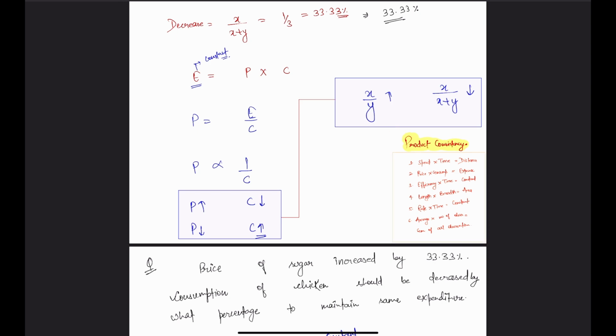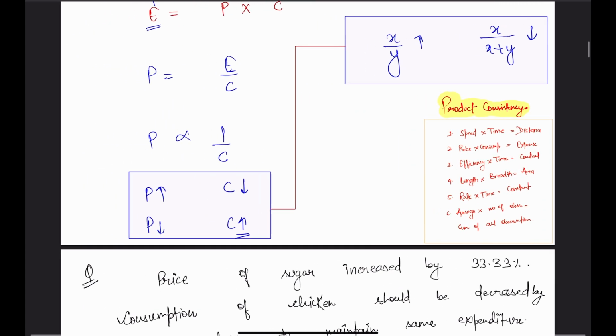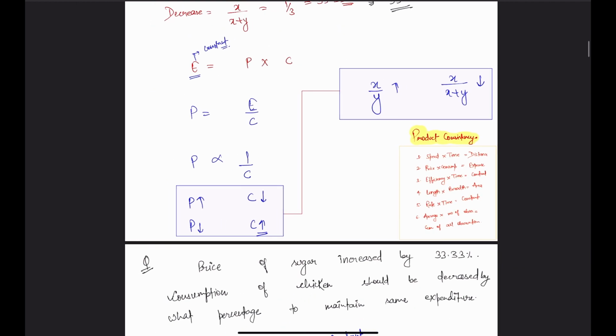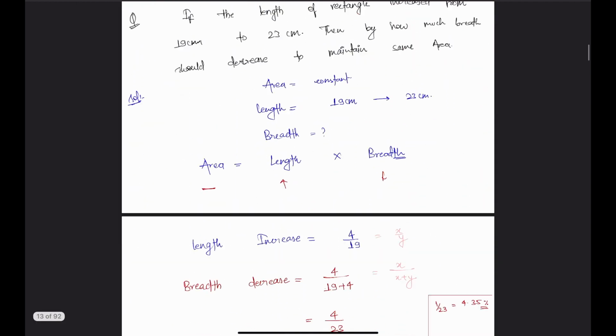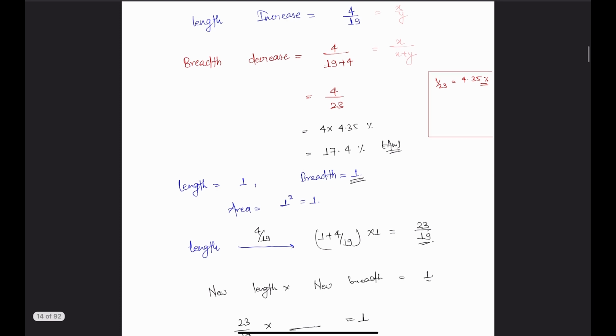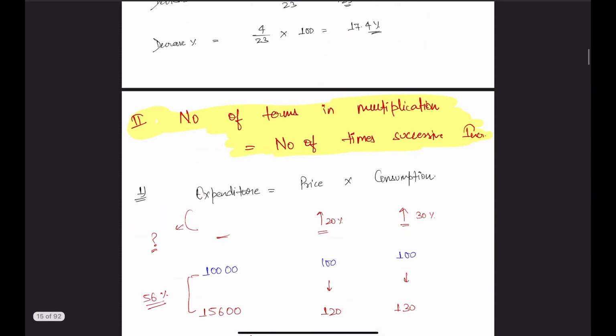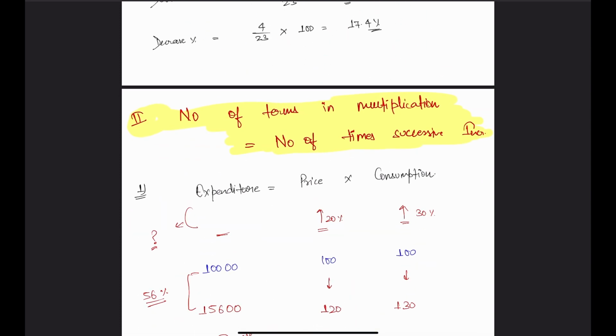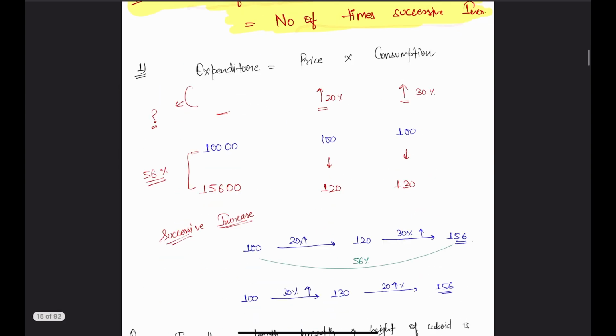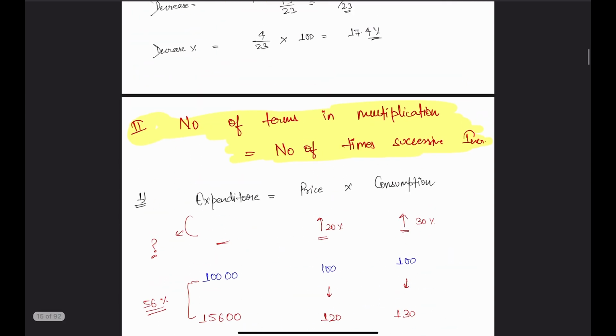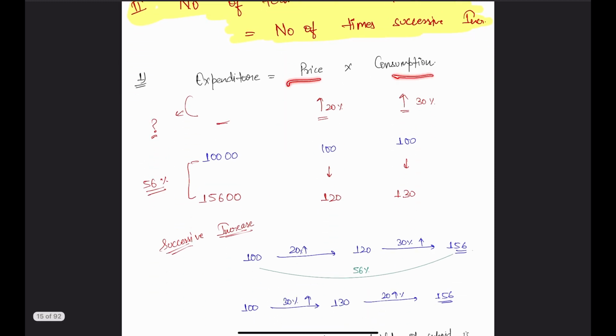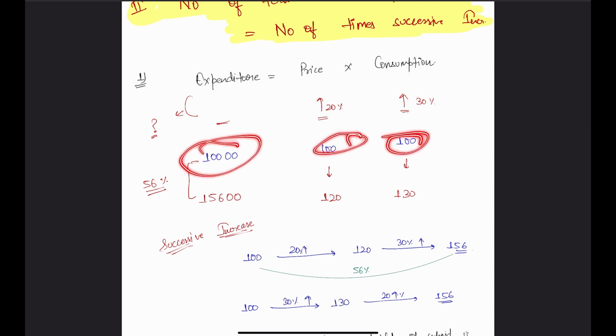I know it's small, but yeah, because of the space, so length, breadth, everything increased. Okay, one more thing is the number of terms in multiplication equal to number of successive. So number of terms are 2, and if this is increasing 2 times, so successively we can use, or either way we can use this value. This is how we can solve.